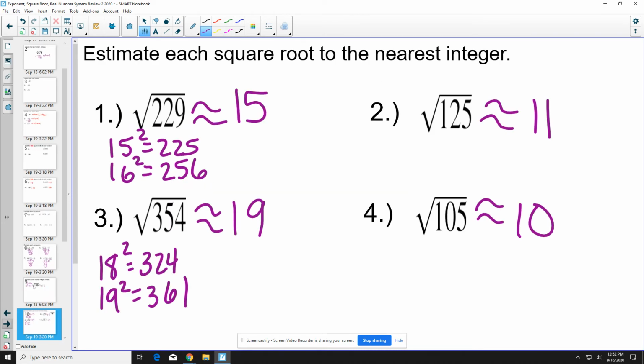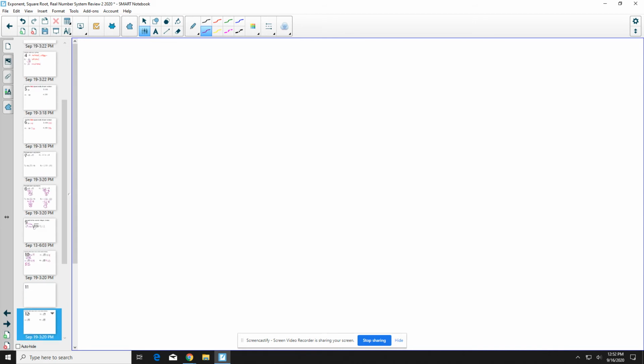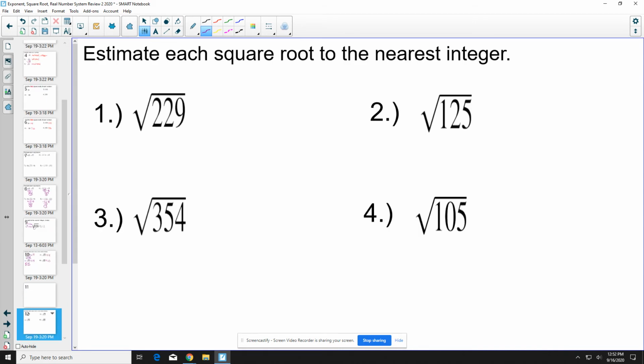All right. So what I want you to do is number on your paper 1 through 4. Okay, and try to estimate each square root to the nearest integer. Go ahead and pause the video now and then hit play when you finish.